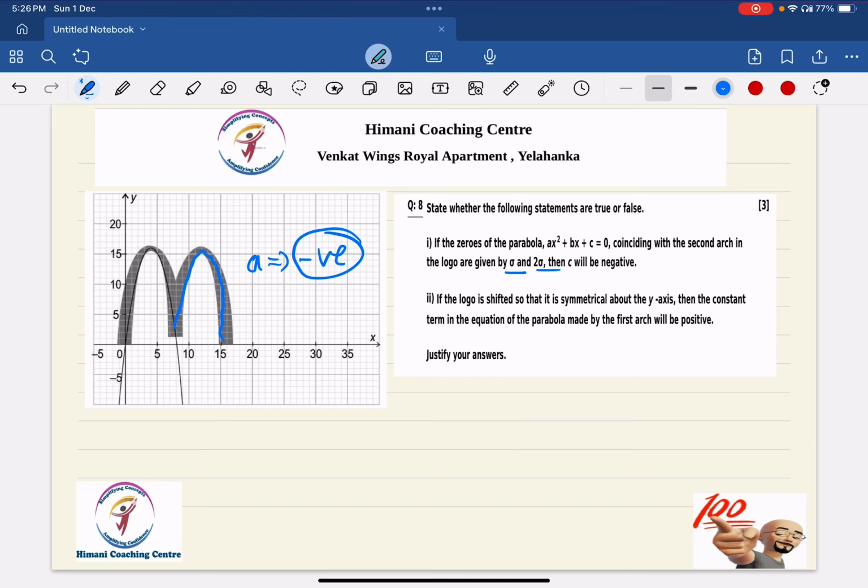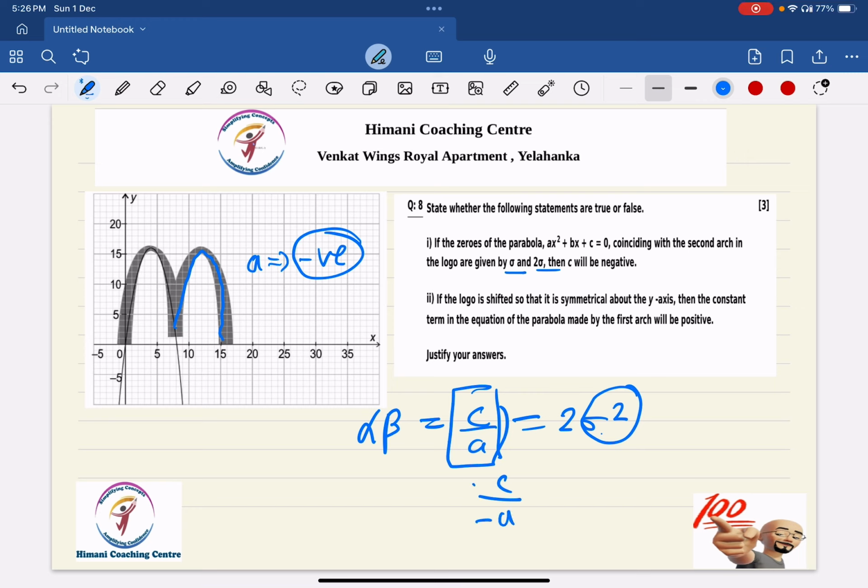Correct? Now, if the roots of the equation are sigma and 2 sigma, what would be the product? Alpha beta should be c by a, and since the roots are already given, sigma and 2 sigma, you multiply them, what will we get? 2 sigma square. Now, anything squared cannot be negative. So that means c by a has to be positive. So if a is negative, c has to be negative to satisfy this. So therefore, we will say, yes, this is true.